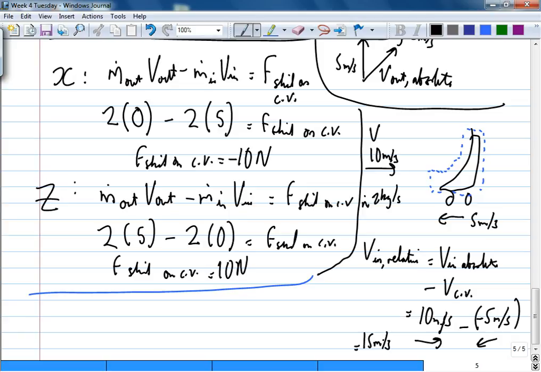So the water is coming at you at 10 meters per second. You are running at the water at 5 meters per second. As far as you see it, you see the water coming at you at 15 meters per second. Is that right? Is that okay? That's why there's a minus minus.